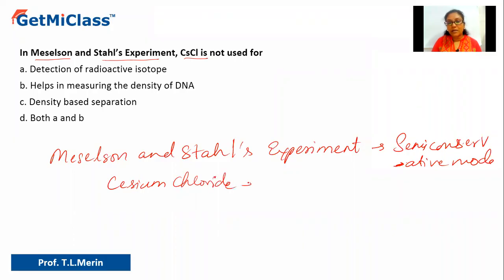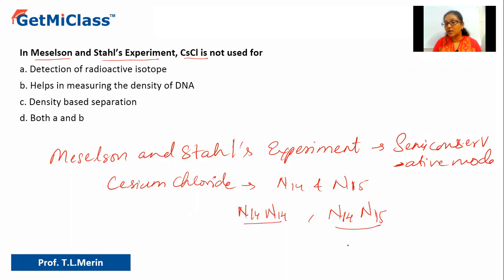The cesium chloride helped them in the separation of the DNA strands, where the cells were grown on N14 and N15 media individually. So that helped them in separating the various types of double-stranded DNA. It helped in the separation of N14, where both the strands of the double-stranded DNA consist of N14, and it also helped in the separation of N14, N15, which formed a hybrid band.